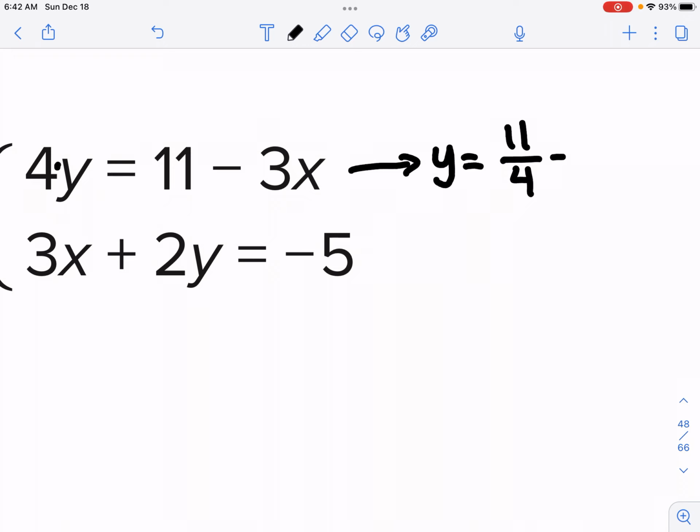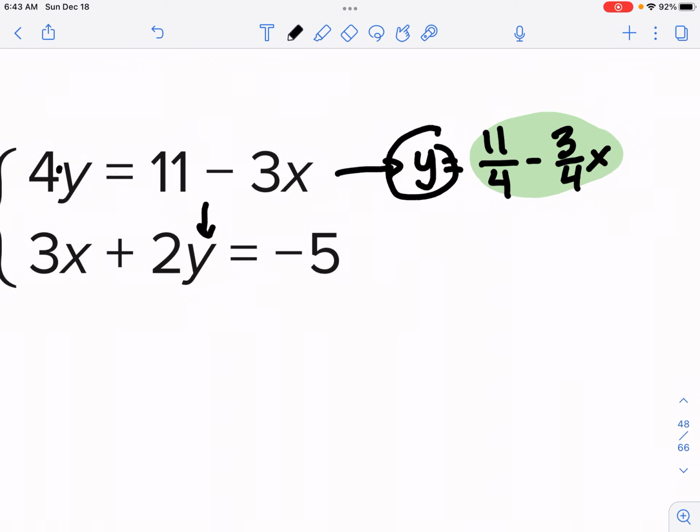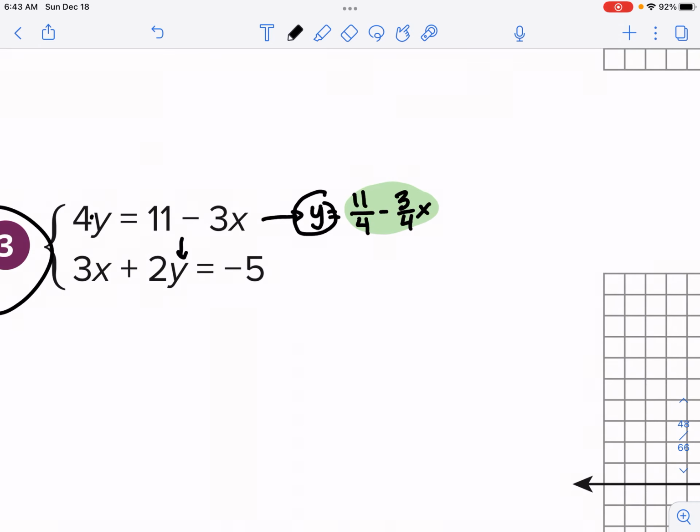This will be negative 3/4, and I'll put the x right next to it. Okay, so this means I can now substitute this expression in for y of the other equation. So right here. So let's write what that looks like. It's going to be a lot of writing. So I think it's important to give varied examples. So this is a little bit of a higher example. So we're going to have 3x plus 2, and instead of y, we'll have 11/4 minus 3/4 x. And this is all equal to negative 5.